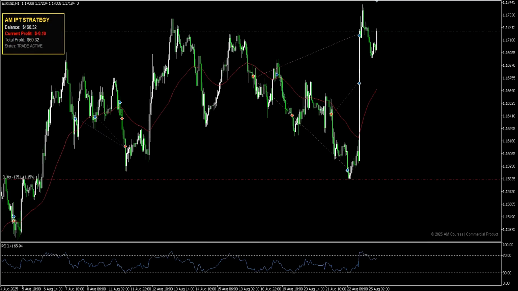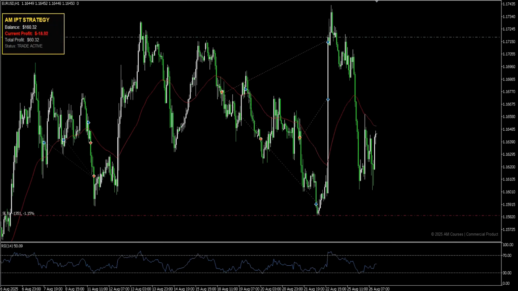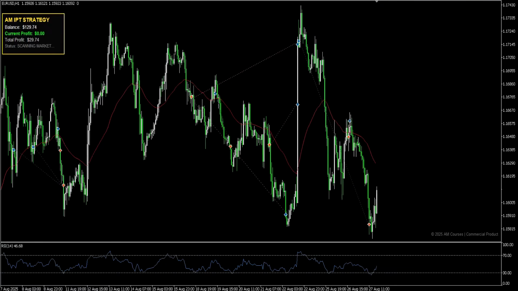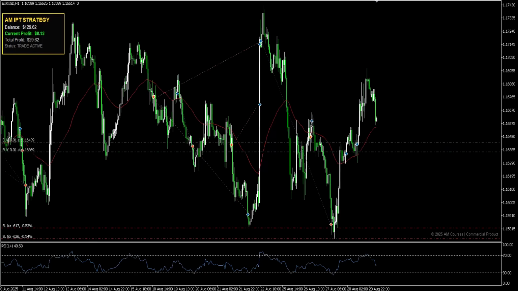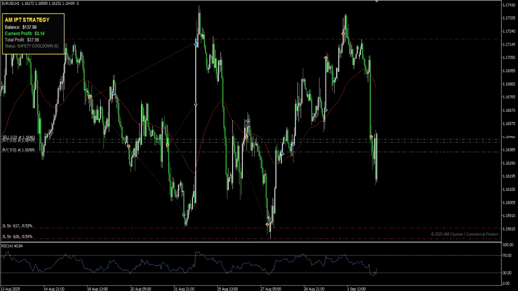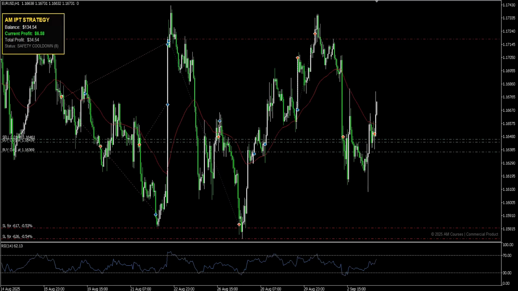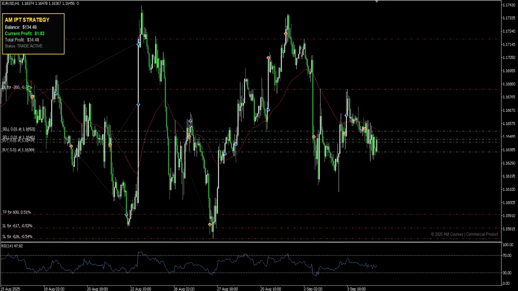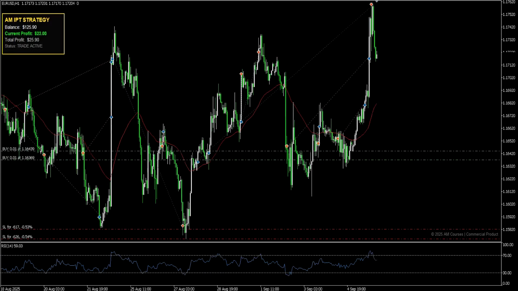The strategy only allows trades when three very specific market conditions are aligned. First, there must be a clear directional trend. The 50 EMA must be sloping upward for buy trades or sloping downward for sell trades. This ensures that the EA is always trading in the direction of market strength and not against it.